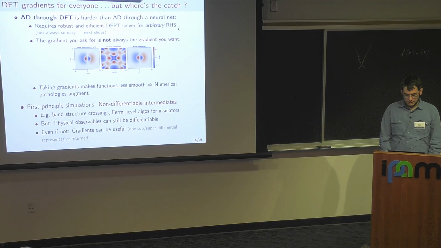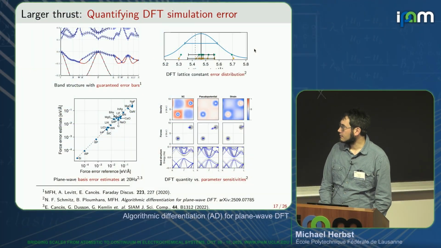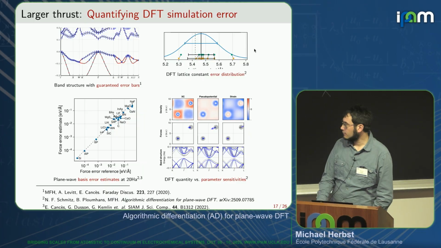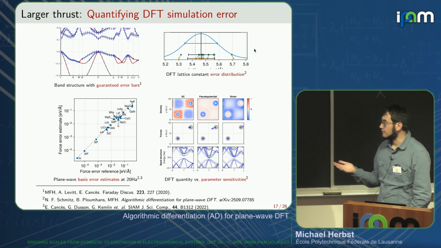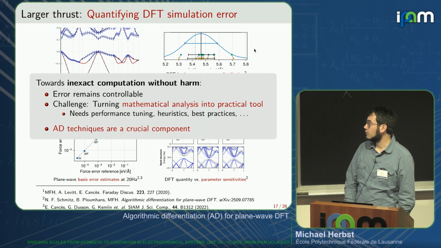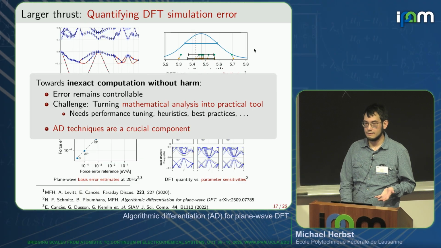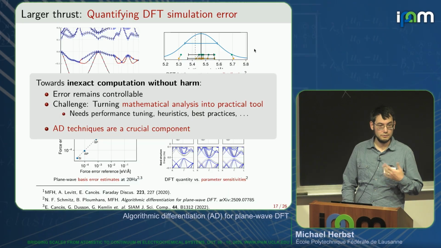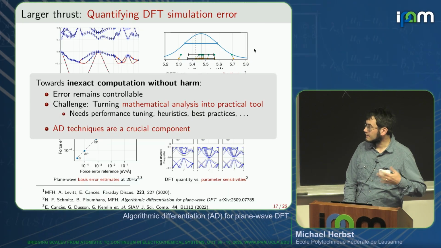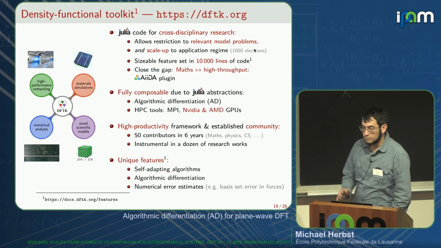Let me quickly say why we do all this. What we are interested in is simulation error and being able to propagate things across such a DFT computational pipeline. That's exactly what allows you to do inexact computation without harm. The point is to be able to reduce the accuracy of models and numerics, but understand how this impacts your simulation. That's where this is going in the long run, but let me not spend too much time on this.